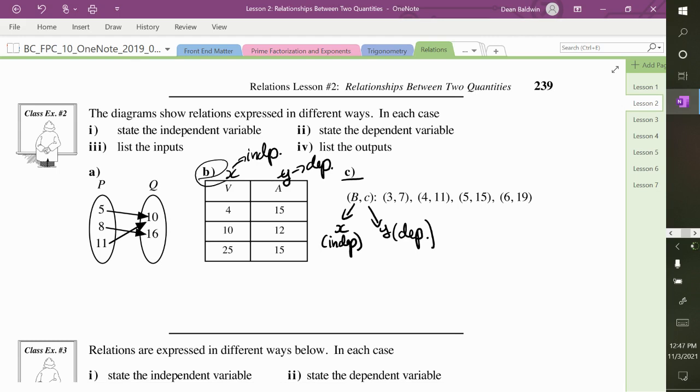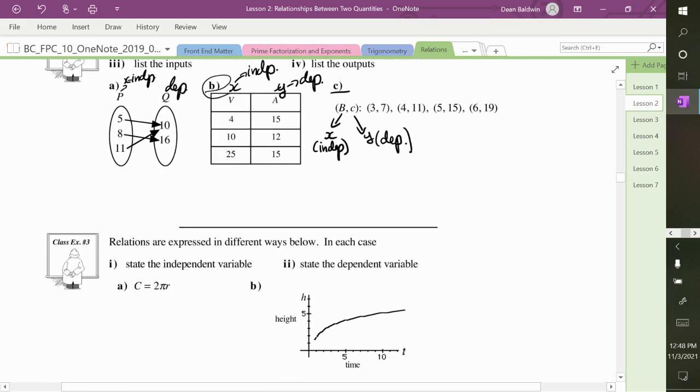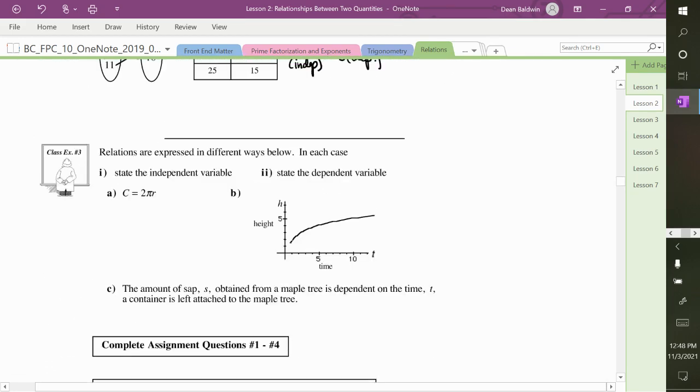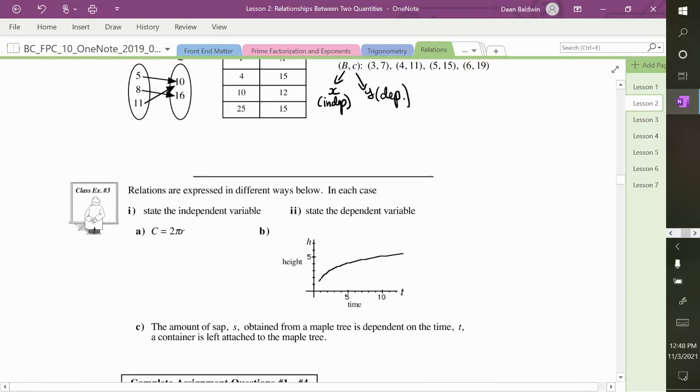What about the first one, P and Q, in this mapping thing? P is what? Like your x, which is the independent. So this is your dependent. Okay.